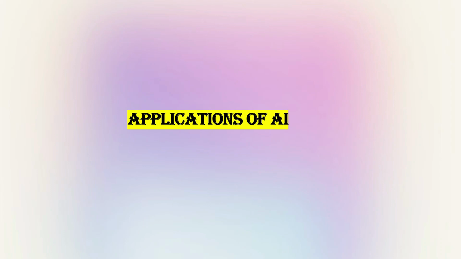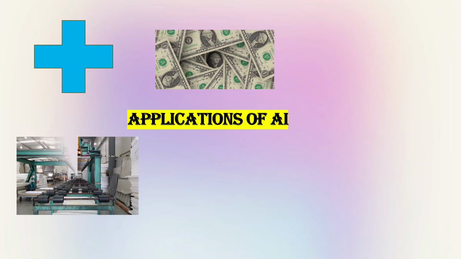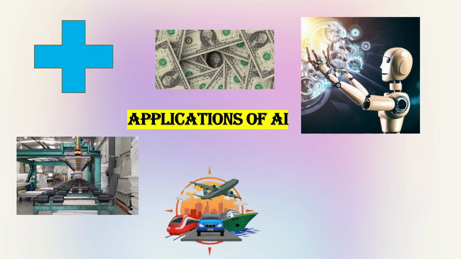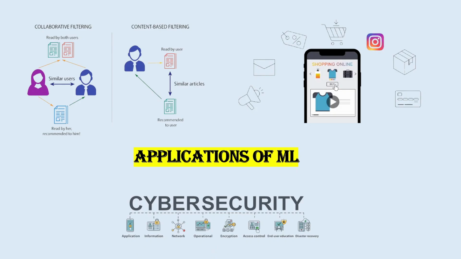Now moving towards applications. AI is used for medical image analysis, drug discovery, and personalized treatment, robotics, AI-powered autonomous vehicles, drones, and industrial robots for manufacturing. Let us move towards applications of machine learning.